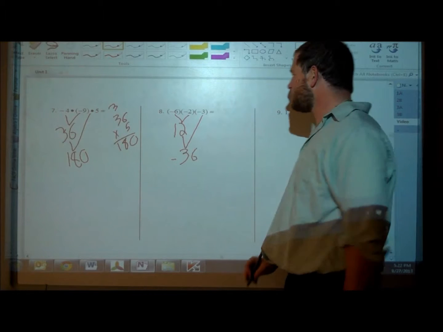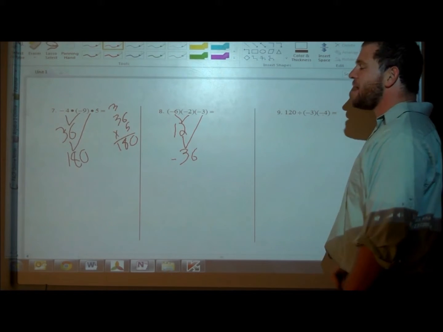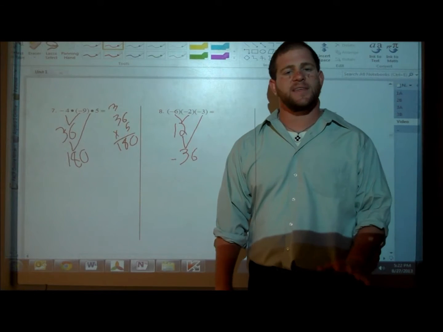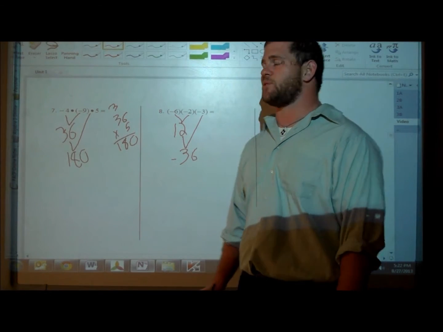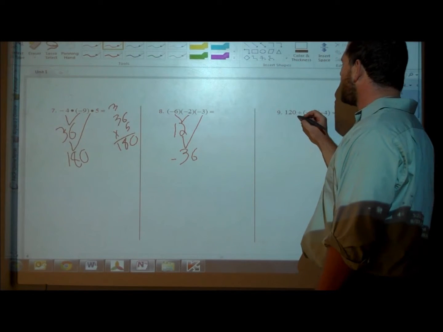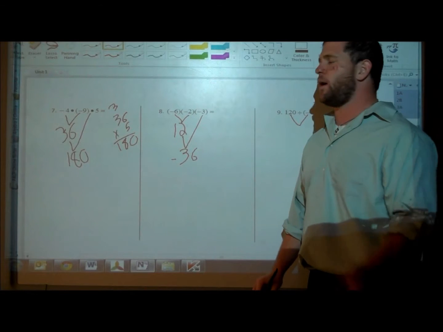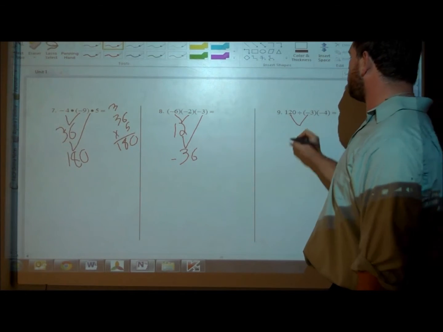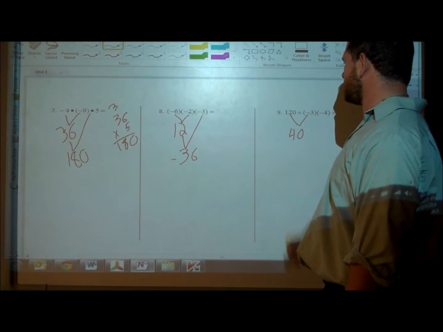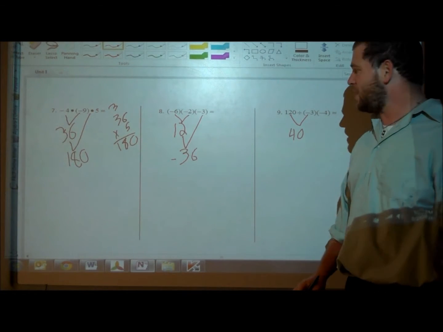Okay. Last problem. 120 divided by negative 3 times negative 4. Now you might be thinking about order of operations. Don't worry about it right now. I thought about that when I made this problem, so that it'll all work out okay. I've got 120 divided by negative 3. Well, I know that 3 goes into 12 4 times, so 3 goes into 120 40 times. Positive or negative? Negative.